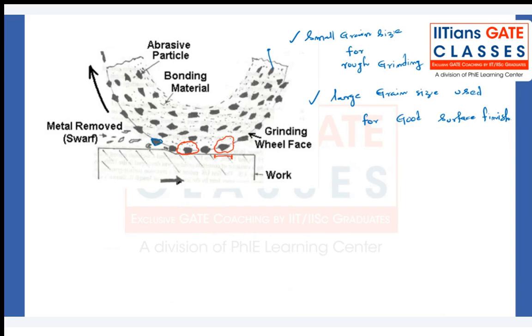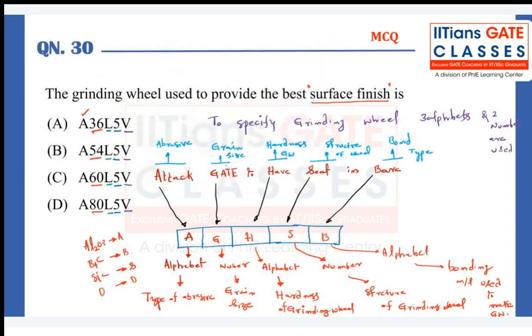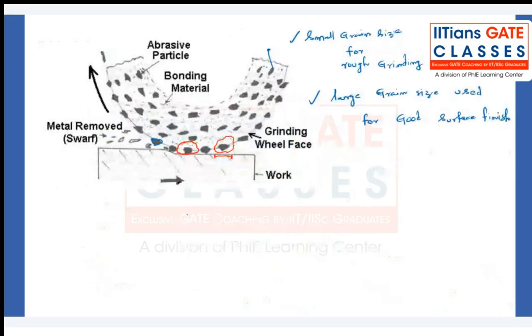So let us go back to our slide. Now, which one has the highest grain size? Grain size, the second letter. Which one has the highest grain size? D. This grinding wheel is going to provide the good surface finish. I hope you understand, guys. Answer is D. Right?